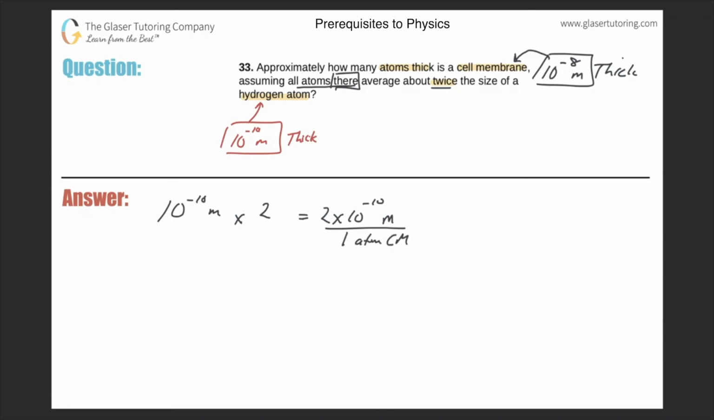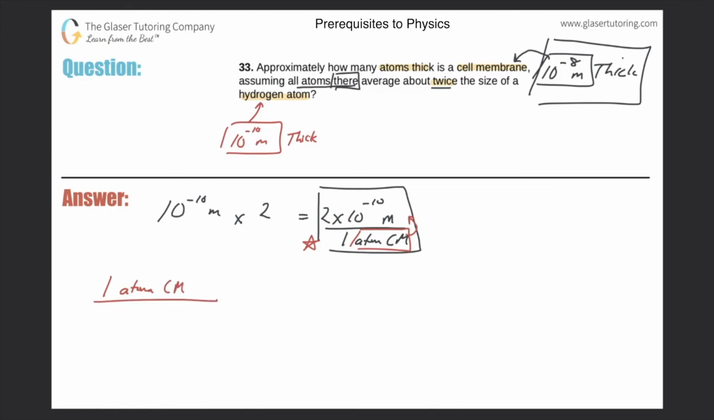Okay, so what I need to now do is take this piece of information and the average thickness of the cell membrane, and I should be able to come up with an answer in terms of the number of atoms. So I need to flip this ratio, because I want to find the number of atoms, so I need this value to be in the numerator. I'm going to rewrite it here on the left-hand side. So for every one atom found within the cell membrane, it measures 2 times 10 to the negative 10 meters.